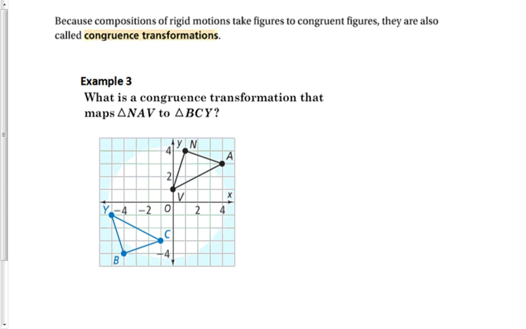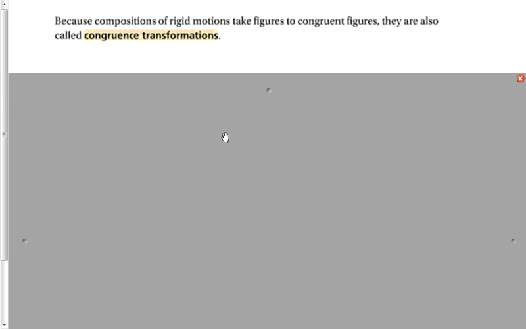So take a look at this one. And here is that definition. Because compositions of rigid motions take figures to congruent figures, they're called congruence transformations. So if it's a congruence transformation, it's a composition of rigid motions, or a composition of isometries, that takes a figure onto a figure congruent to that.